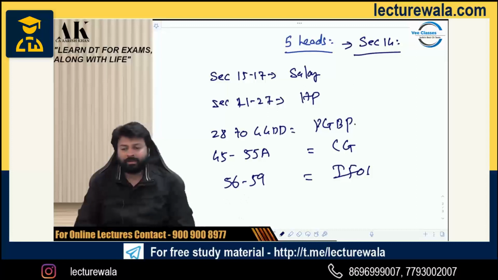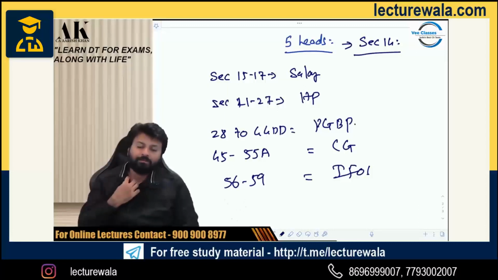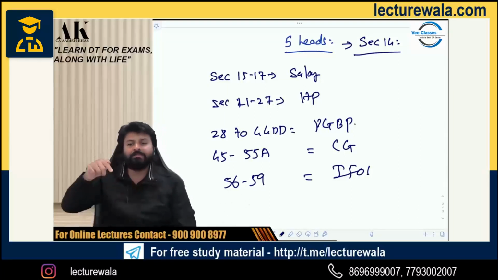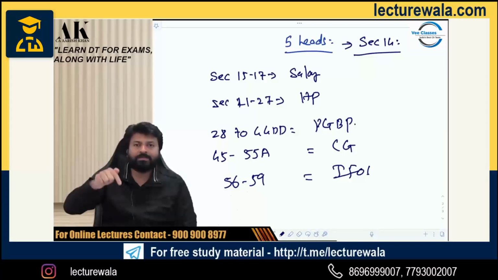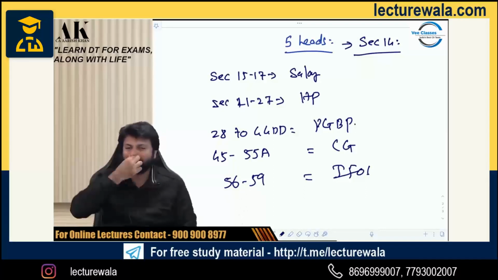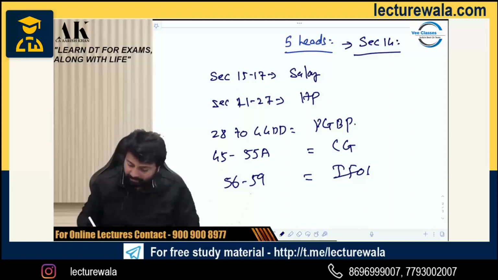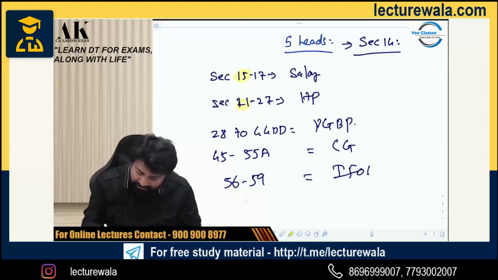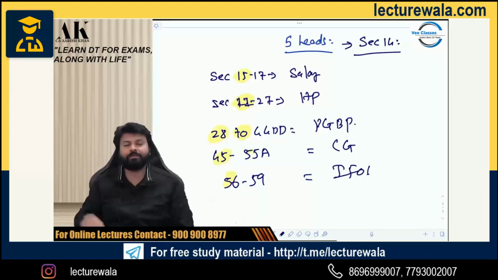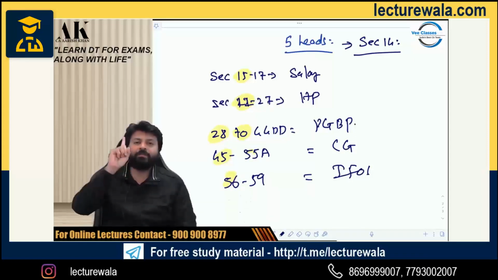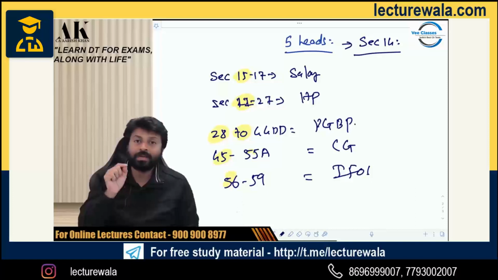Now the most important thing over here is how a person will come to know whether his income is coming under salary or HP or PGBP or CG or IFOS. How will he come to know? How will I come to know that my income is under which head? For that we need to read the first section of every head. Sorry, section 22 to 27 is house property. The first section of every head tells us which head you will come under.